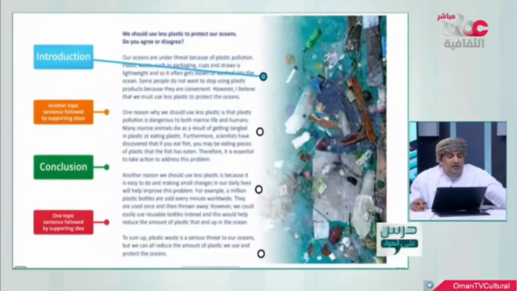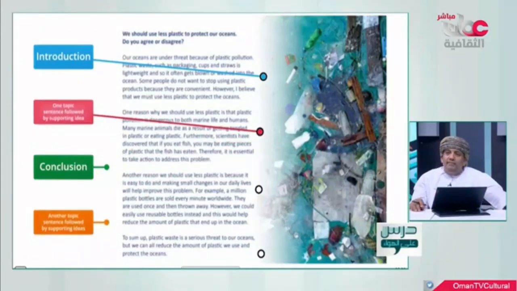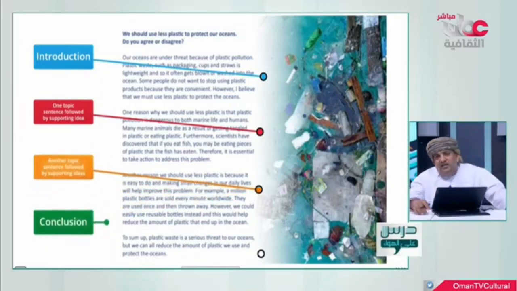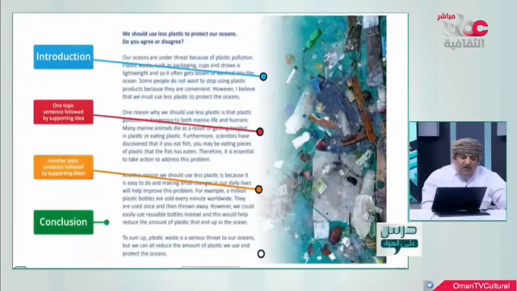Okay. Number 2. What is it? Yes. It's one topic sentence followed by supporting ideas. Okay. Thank you. Now, paragraph number 3. Is it the conclusion? No. The conclusion is the last one. So, it's another topic sentence followed by supporting ideas. Thank you. Of course, the last one is the conclusion.